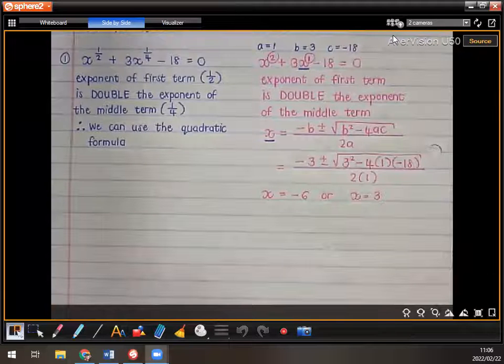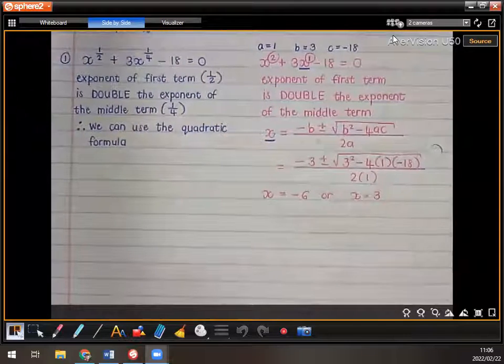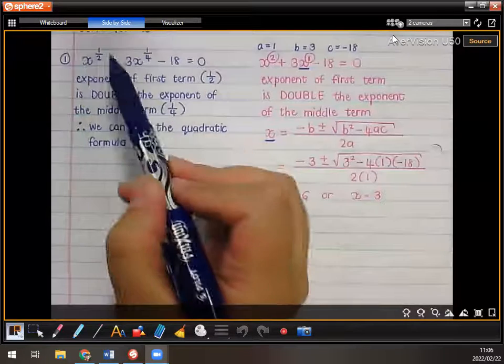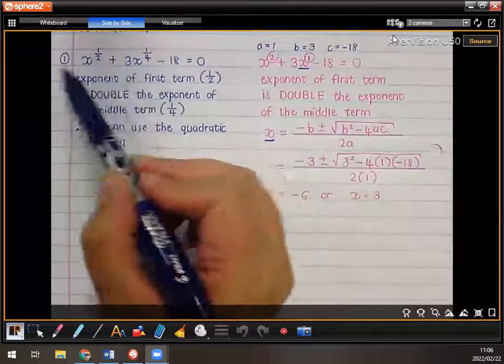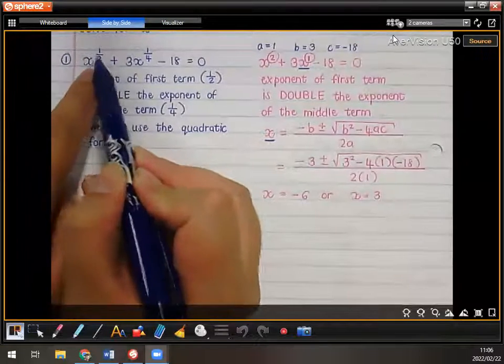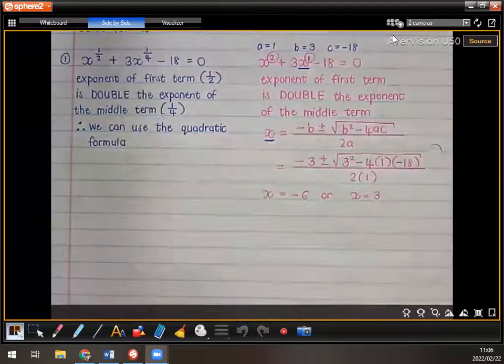Okay, so guys, whenever you are getting an equation like this, where you have multiple terms with different rational exponents, right? Different fractions and exponents, you need to check whether the exponent of the first term is double the exponent of the second term, the middle term. If it is, you're going to use the quadratic formula. All right.